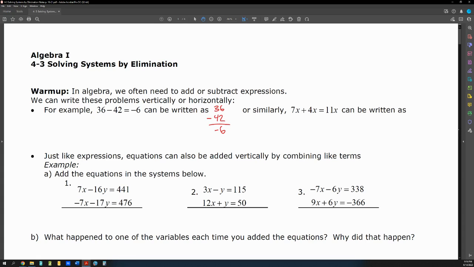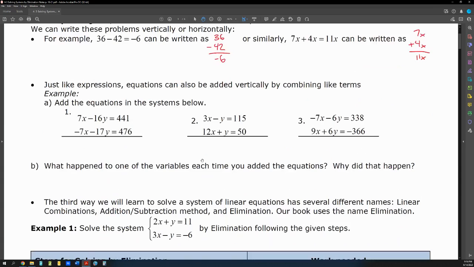We can also rewrite the equation 7x plus 4x equals 11x vertically. And so just like how we can do this with expressions, equations can also be added vertically by combining like terms. As long as your equations are lined up by terms, then you can just add straight down. So let's take a look at number 1.